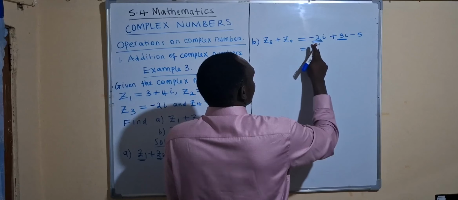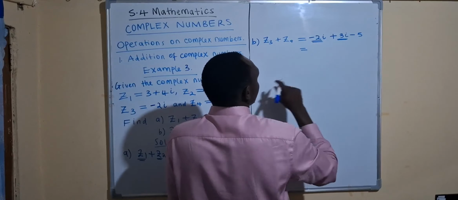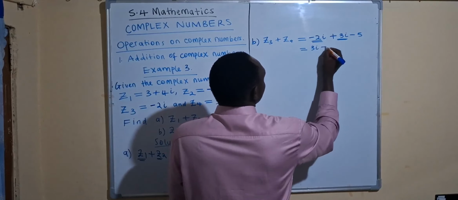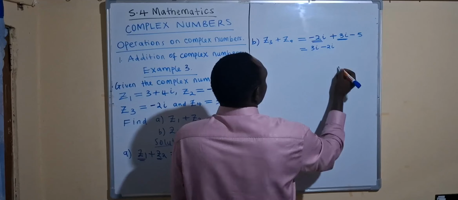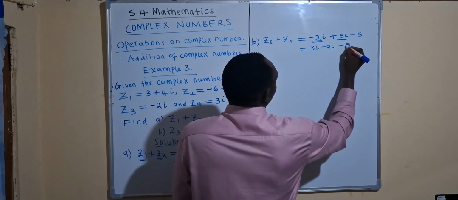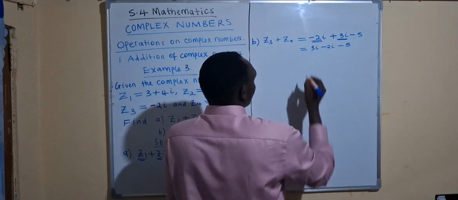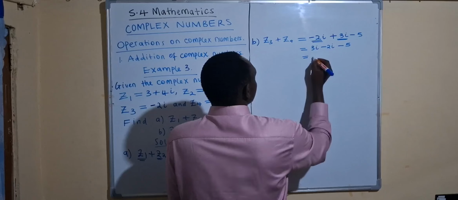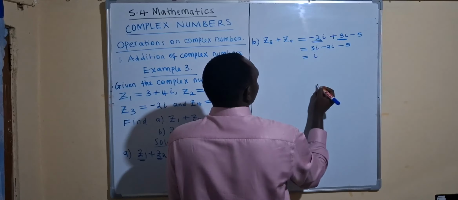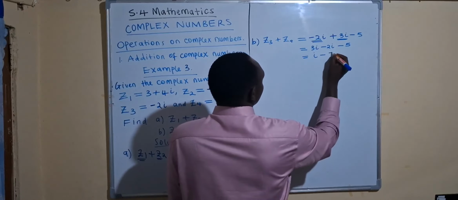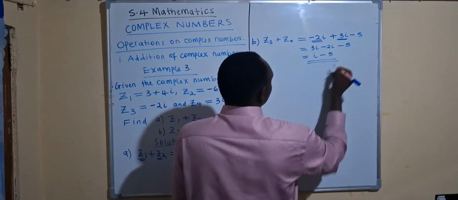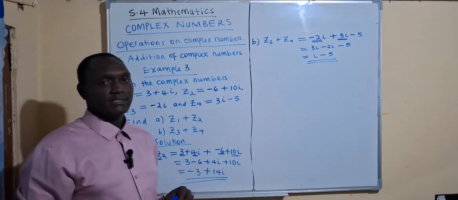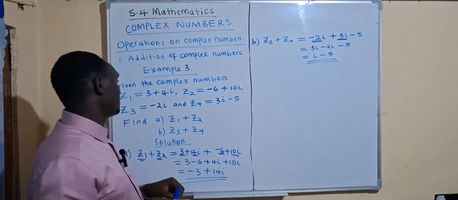So what is negative 2i plus 3i? That is simply the same as 3i, which is positive, minus 2i, which is negative. And then you subtract 5 since it is carrying a negative sign. What is 3i minus 2i? It is simply i, minus 5. This is the solution. That is the answer for z3 plus z4.